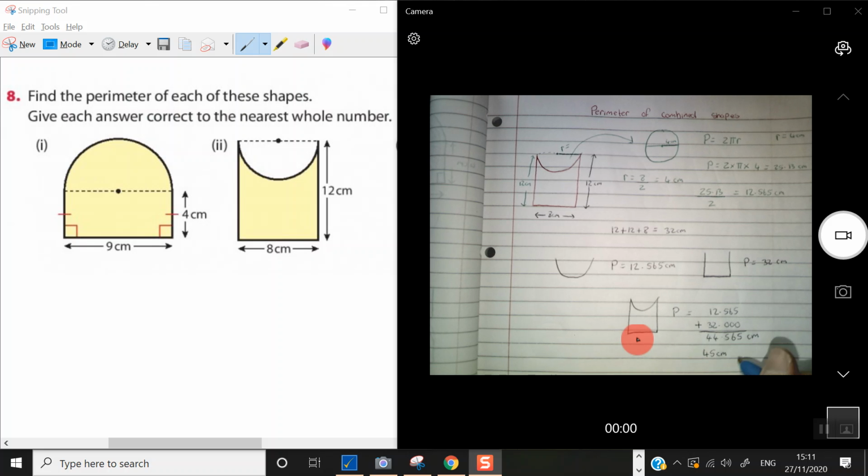So the perimeter of this shape is equal to 45 centimeters. So that's your answer there. Basically you're getting the perimeter by combining the perimeters of different shapes together. Okay, thank you for listening.